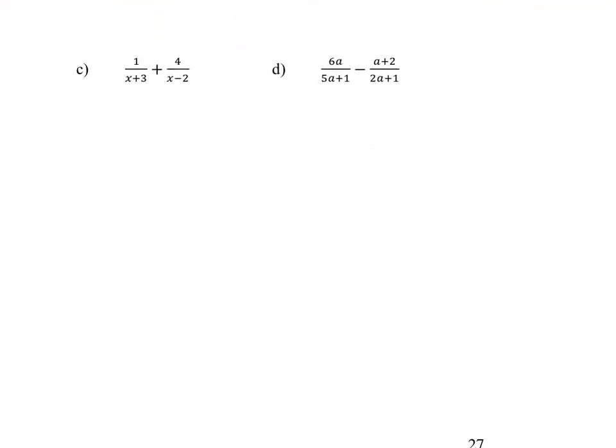Example C. Example C shows us that we don't have the same denominator anymore. So now that we don't have that, we're going to have to do some work. All right, so I have 1 over x plus 3, plus 4 over x minus 2.